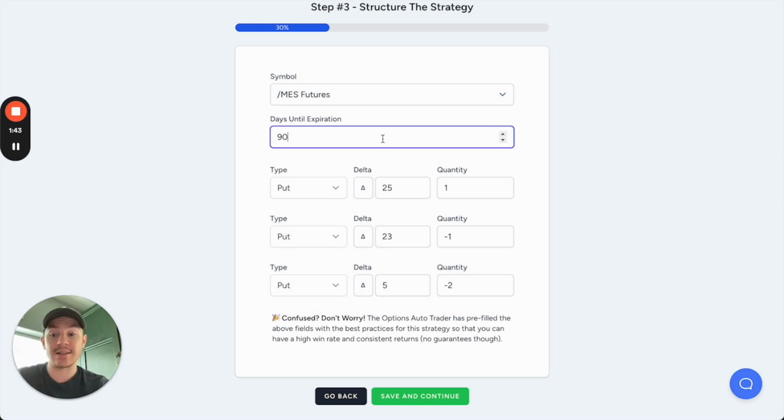I can pick the days until expiration. Most people do 45 to 120, and 90 days is a good sweet spot. I personally do mine at 90 days until expiration. And then I'm going to structure the trade.